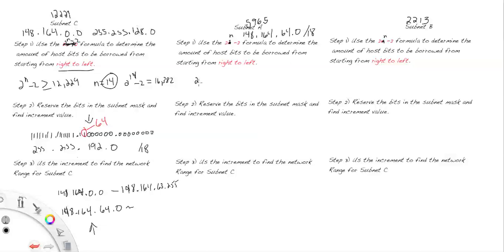So 2 to the n minus 2 has to be greater than or equal to 5,965. So n is going to equal, and let me look at my notes here. So n equals 13. So 2 to the 13 minus 2 actually equals 8,190.